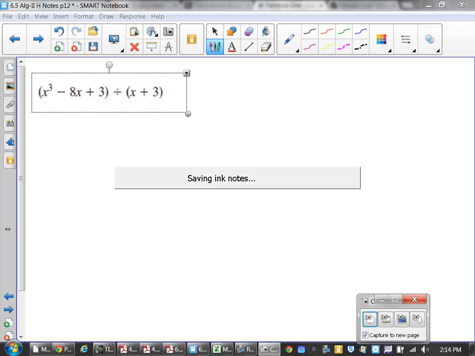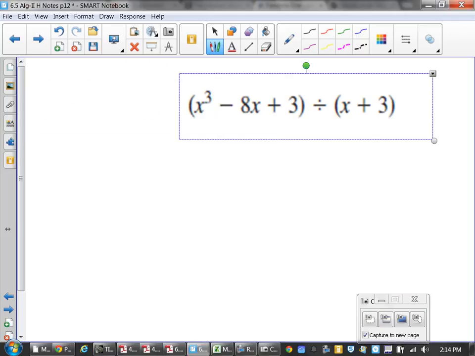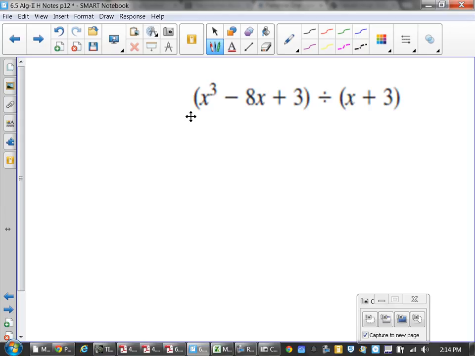Once again, I'm going to divide this using synthetic division. What you're looking at doing here is, when we use synthetic division, we're always worried about placeholders. My term here is x plus 3. What's my 0? So I start with my negative 3. I put in my coefficients: 1, 0, negative 8, and 3. You have to have placeholders for this to work.